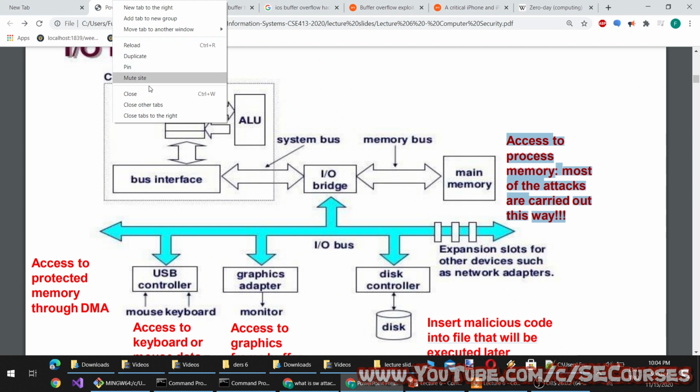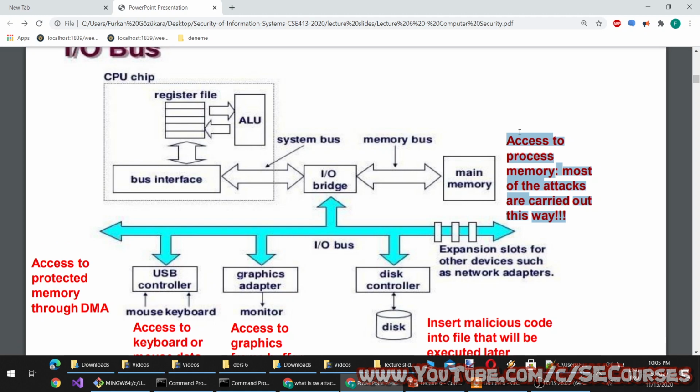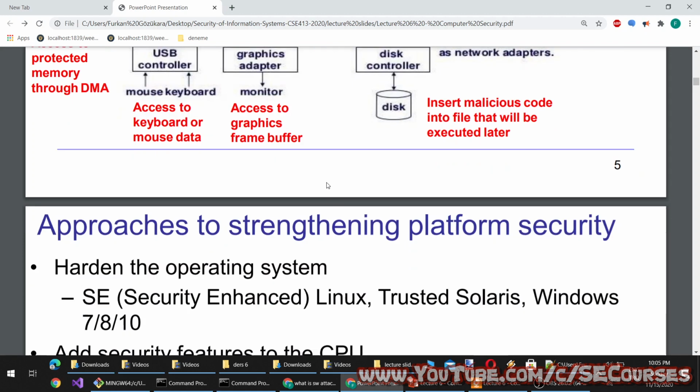Okay, so now we have a very good idea about access to process memory. Most of the attacks are carried this way. This is true. Therefore, having good memory protection, memory space protection is extremely important and also complex and perhaps hard to achieve.